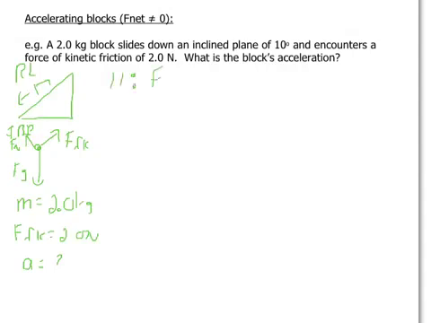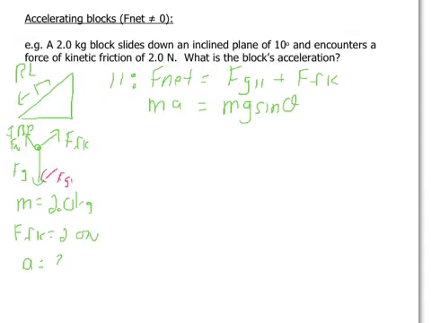Our net force equation, once again, in the parallel direction is Fg parallel plus the force of kinetic friction. We can replace F net with ma. Fg parallel we can replace with mg sine theta. Because the force of gravity in the parallel direction is acting downhill, this is going to be negative. And the force of kinetic friction, we are told, is 2 newtons.